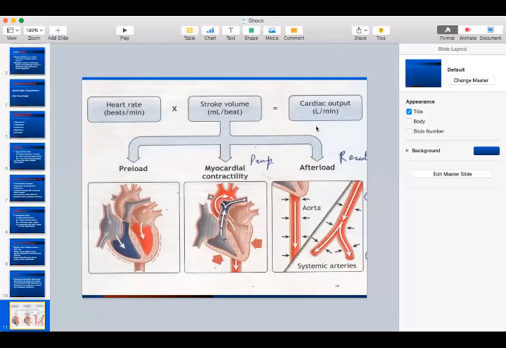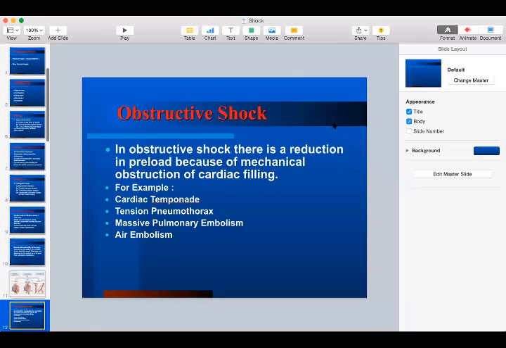Generally, what happens in cardiogenic shock is that either one of these is decreasing and total cardiac output is further decreased.